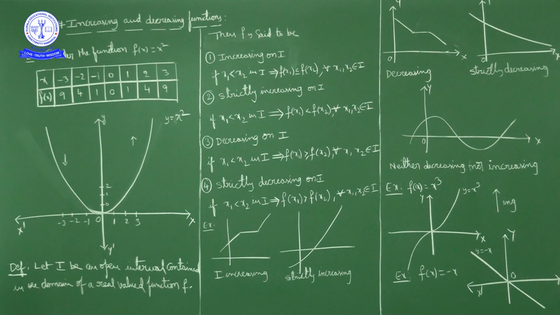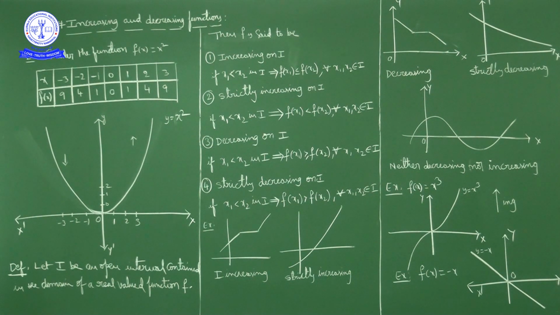Now what about f(x) = x² for x belongs to R? For x belongs to R, it is neither an increasing nor a decreasing function, because in some portion it is decreasing and in some portion it is increasing. So it is neither increasing nor decreasing for x belongs to R.